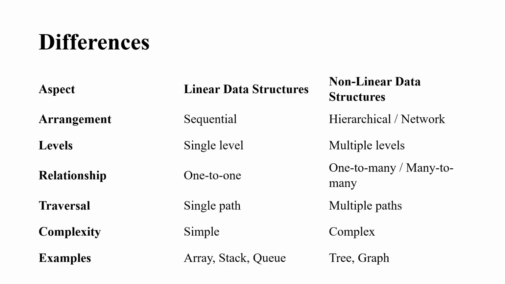Complexity, when it comes to implementation, linear data structures are very simple to implement. So the complexity is very simple. I mean, you can say there is no complexity at all when compared to non-linear data structures. And non-linear data structures are complex to implement. What are some examples of linear data structures? It is array, stack, queue, and linked list as well. What are some examples of non-linear data structures? Trees, graphs, heaps, etc.